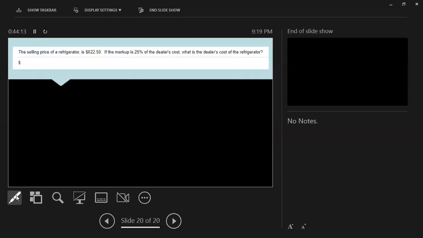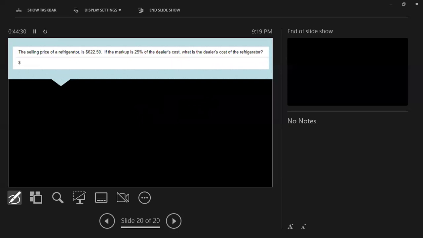All right, so this particular item you probably remember from your homework more recently. The selling price of a refrigerator is $622.50. If the markup is 25% of the dealer's cost, what is the dealer's cost of the refrigerator?